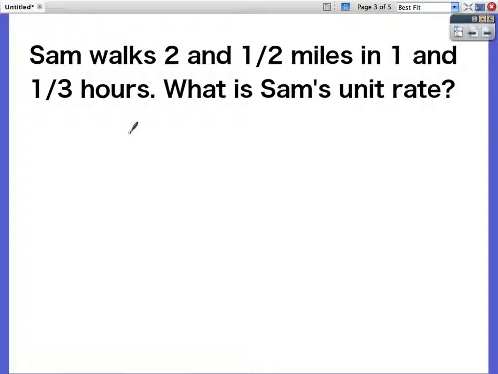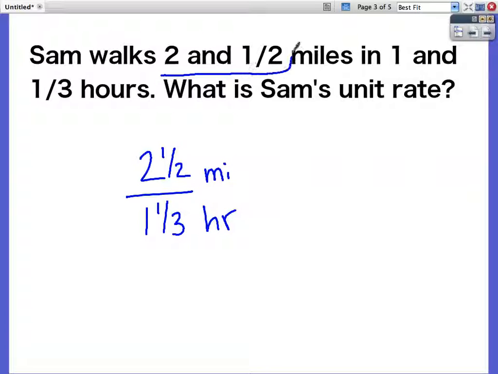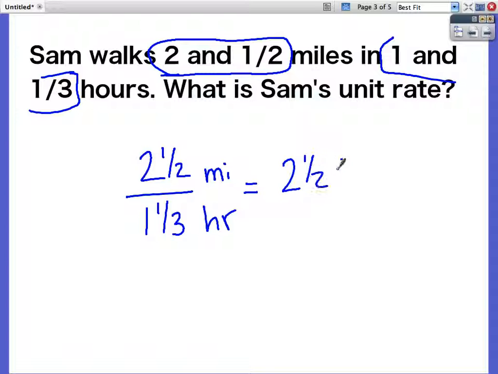Here's one more example problem. In this one, it's a little bit trickier, but it's the same principle. Sam walks 2 1/2 miles in 1 1/3 hours. First, I had to know that this is the mixed number 2 1/2, and this is the mixed number 1 1/3. Similarly, I can divide by the denominator. So this is 2 1/2 divided by 1 1/3.